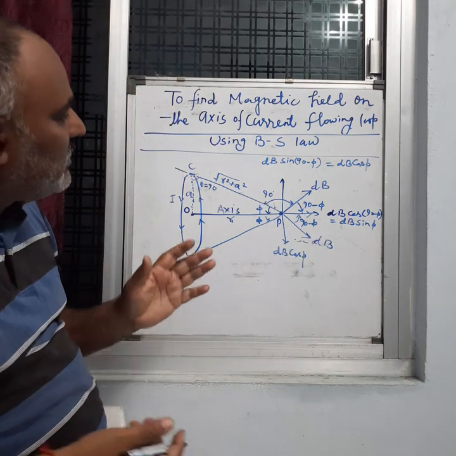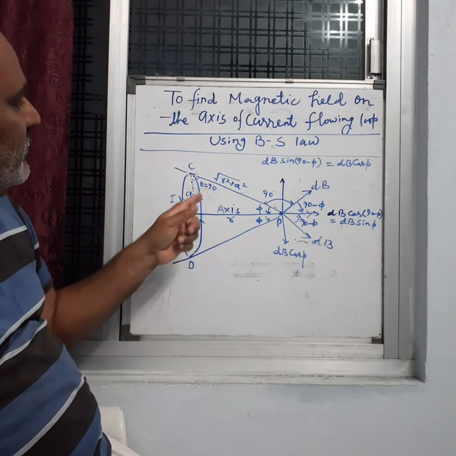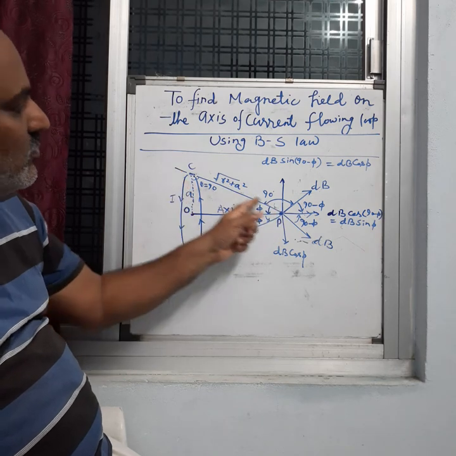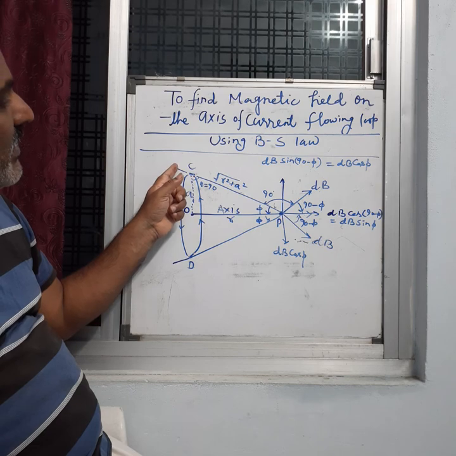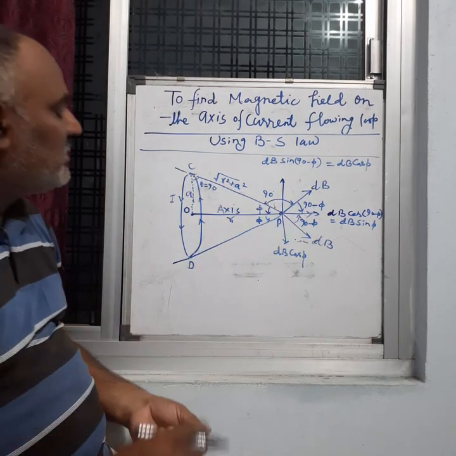Now see the angle here, it is very important to understand this angle. This line is the tangent of the circular loop, so this will be 90 degrees, and the magnetic field will always be perpendicular to this.